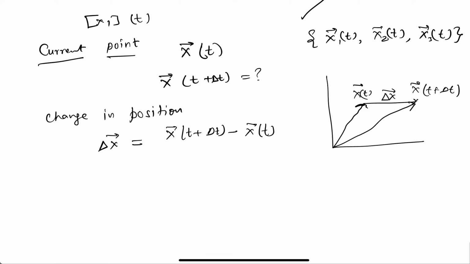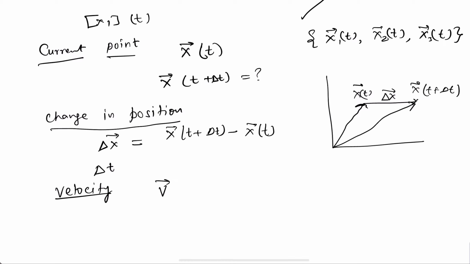And if you have a system with multiple particles, then you will define the change in position for each one of the particles and each one of the coordinates and so on. Now, once you have defined the change in position, this change in position happened over a time delta t, right? So now that we have a definition of change in position which happened over a time delta t, we can define velocity.